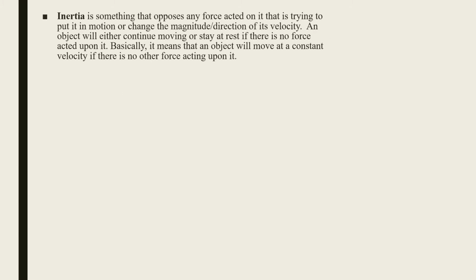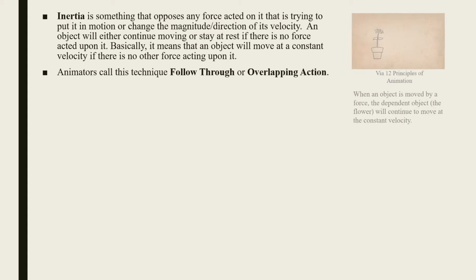First is inertia. Inertia is something that opposes any force acted on it that is trying to put it in motion or change the magnitude or direction of its velocity. An object will either continue moving or stay at rest if there is no force acted upon it. Basically, it means that an object will move at a constant velocity if there is no force acting upon it. Animators call this technique follow-through or overlapping action.